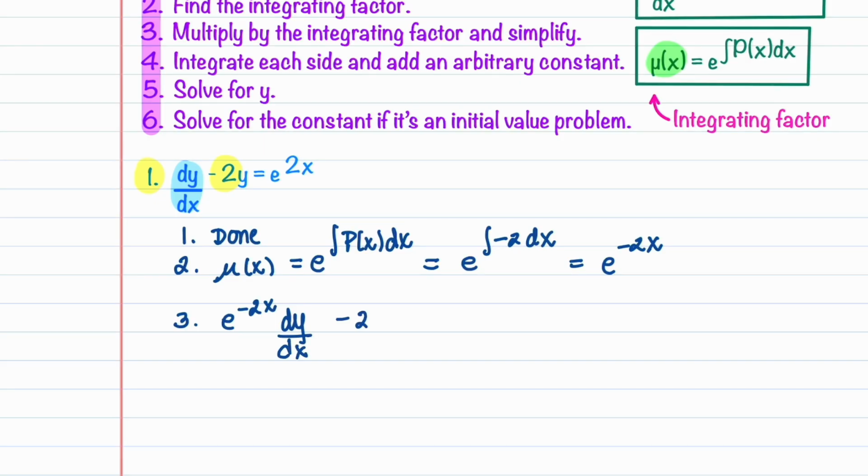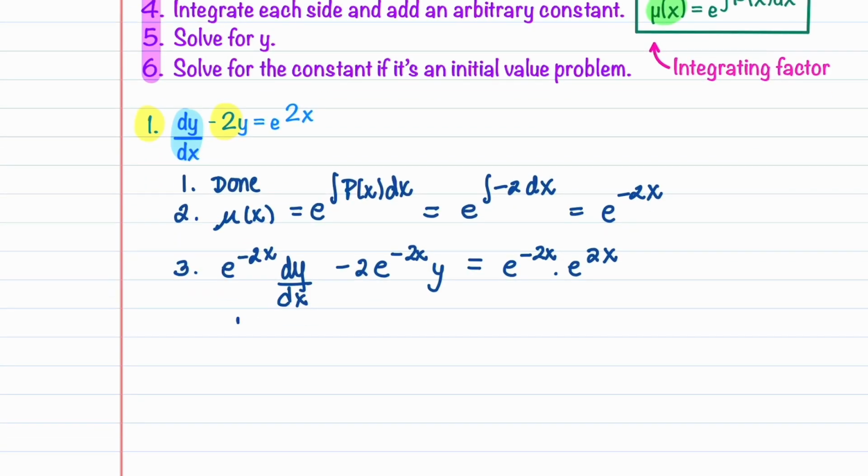So we have a minus 2e to the minus 2x times y. And then on the right, we have an e to the minus 2x times e to the 2x. And those will cancel out. Now we need to simplify.